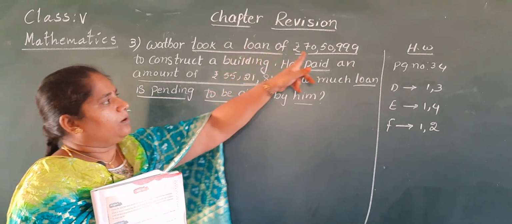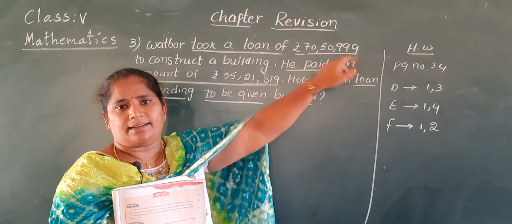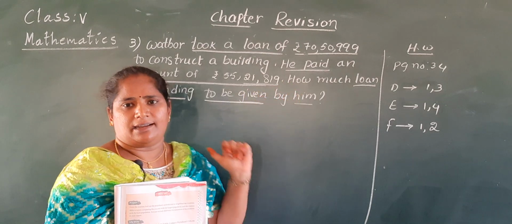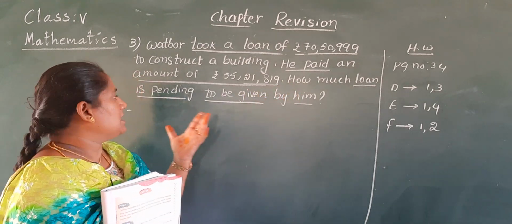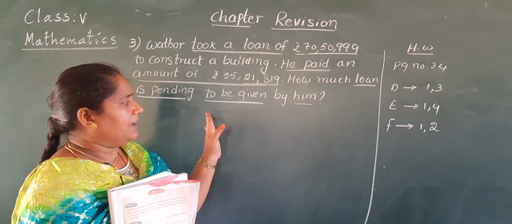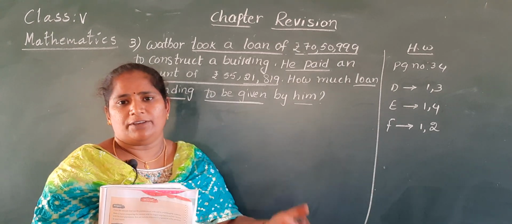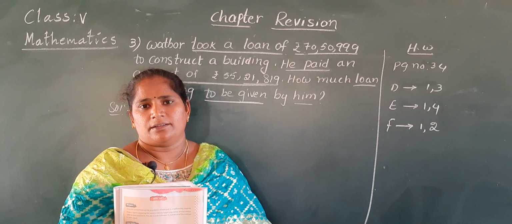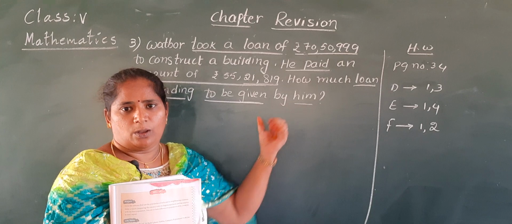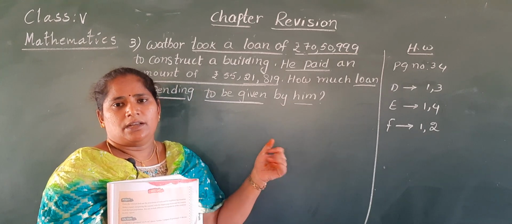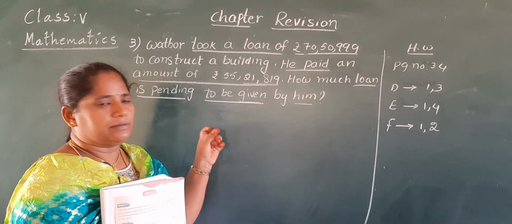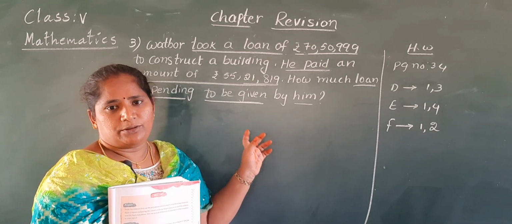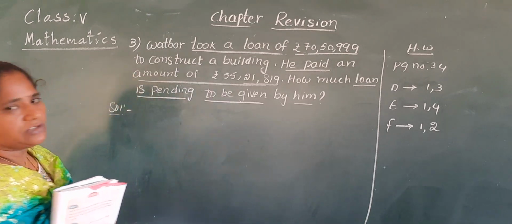So he was taken the loan 70,50,999. In that loan, he paid 55,21,819. Remaining balance, that means how much loan is pending. That pending amount given by him, we only find out. How do you find, Nana? By doing addition or subtraction. Try to understand this problem. He taken the loan and he paid back some amount. Now still he want to pay some amount. How much amount he want to be paid? Is by doing subtraction.